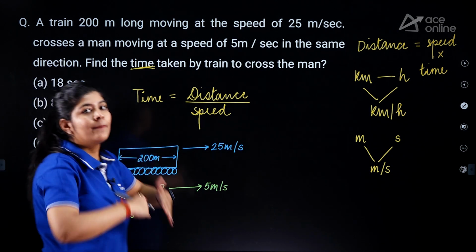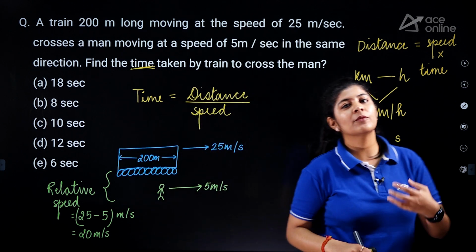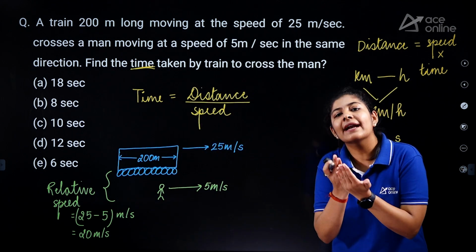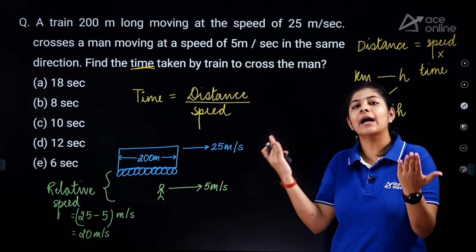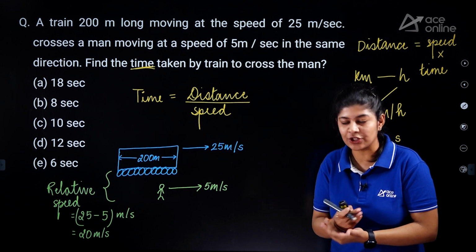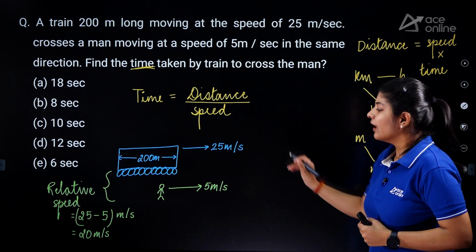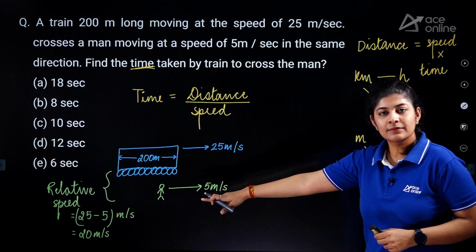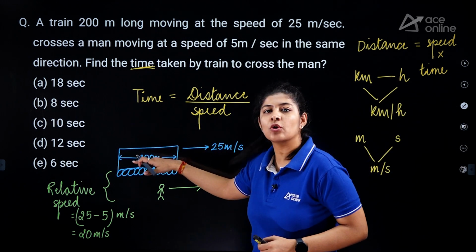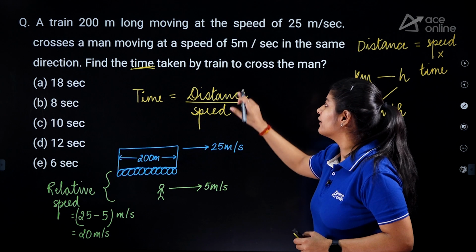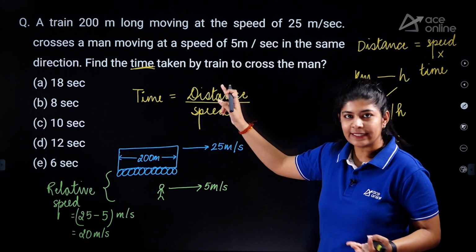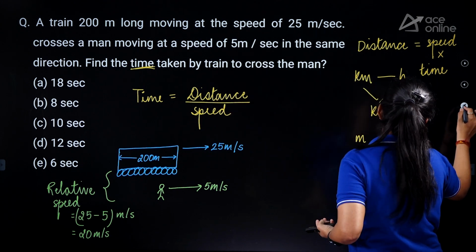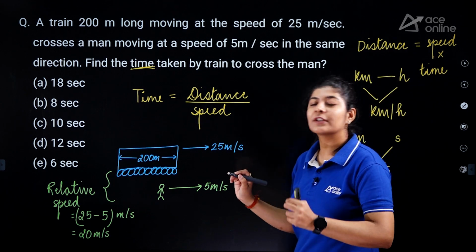If they are in opposite directions, at that time what will I do? I'll simply add the values, because I know that opposites attract each other, right? Okay. Now, I have my speed, I have my distance also. Can I just simply put the values in this particular formula so that I can get my answer? Yes, we can do that. So just simply put the values here.